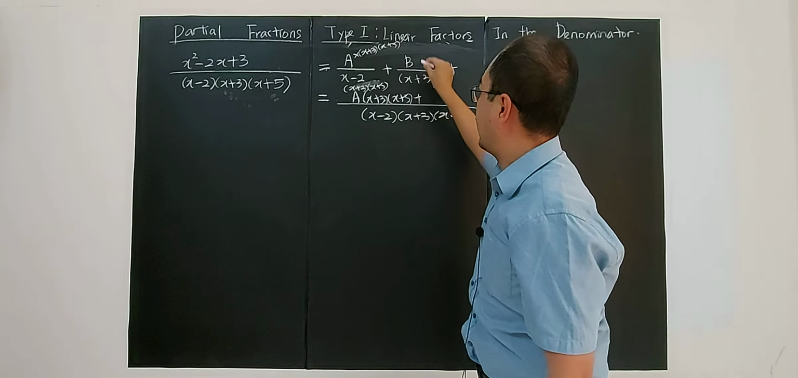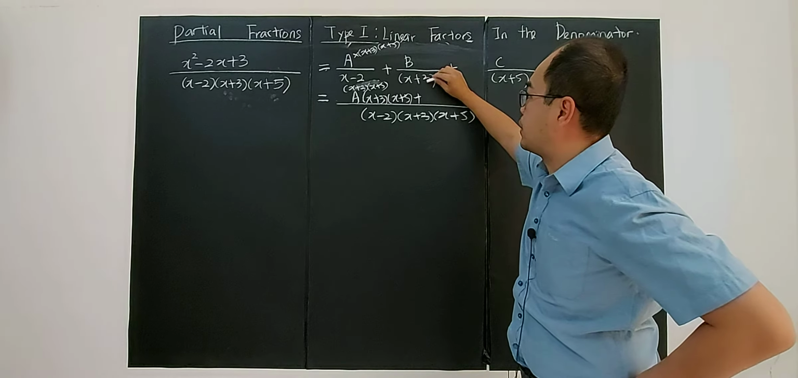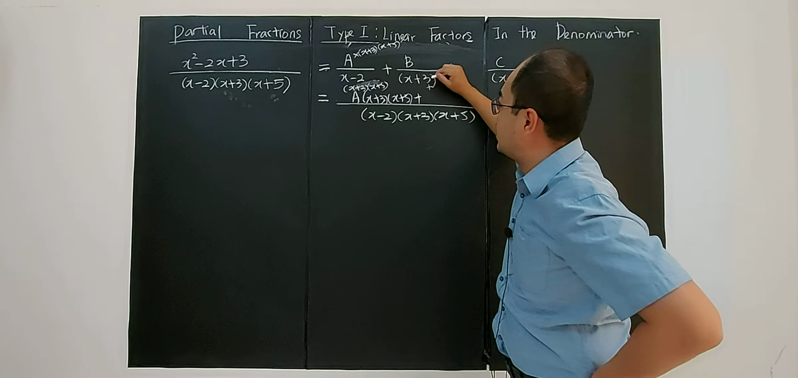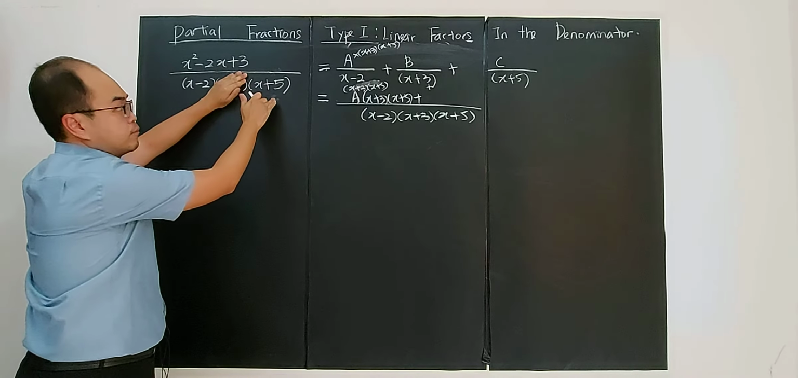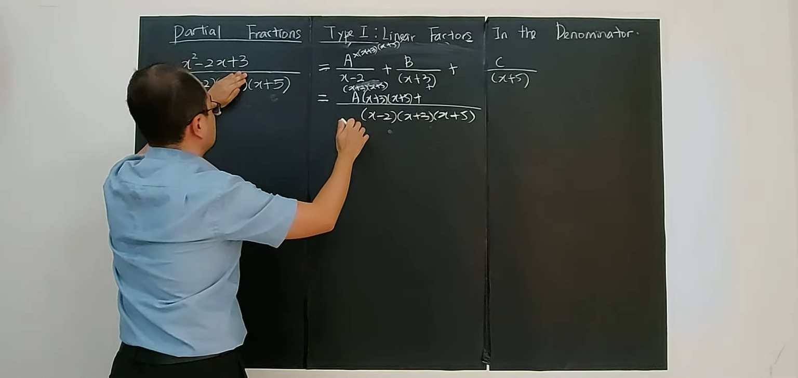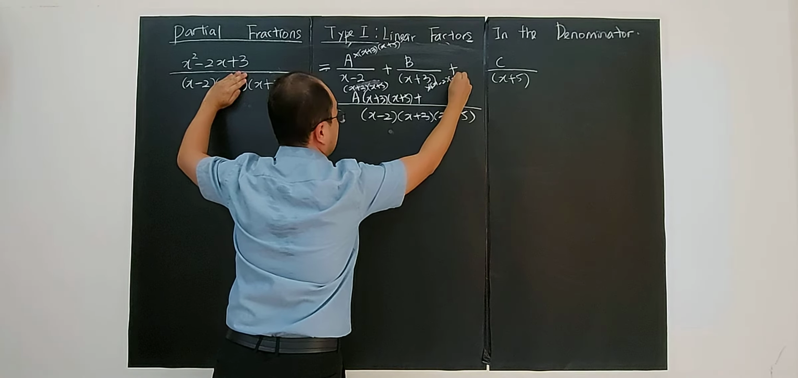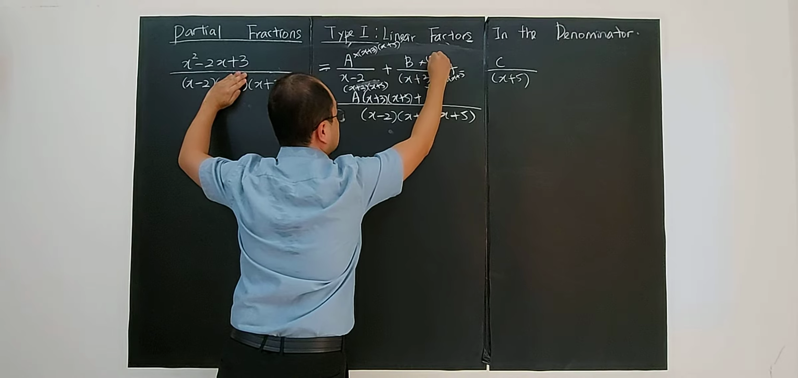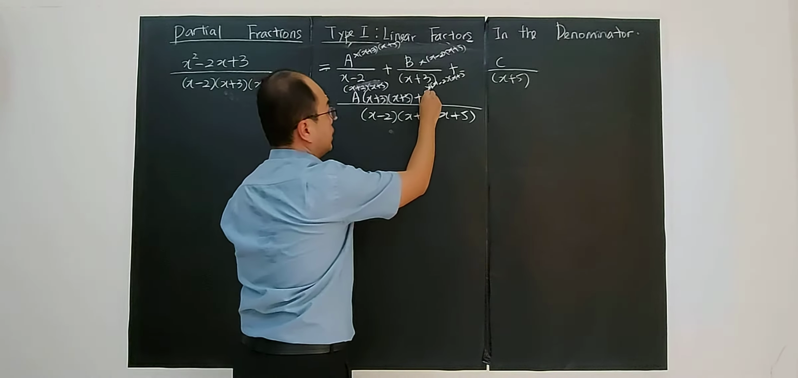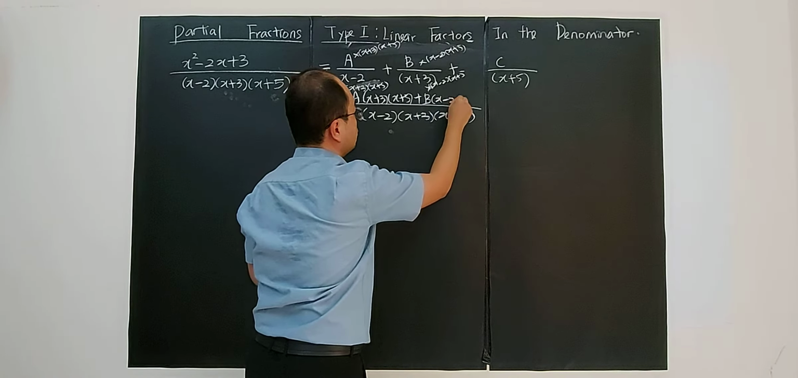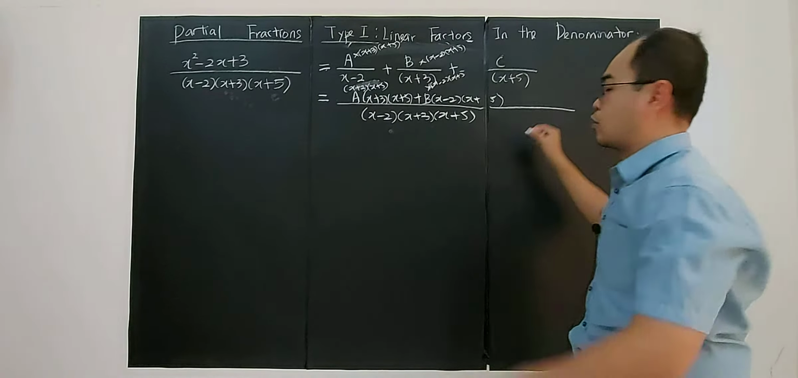How about B? You look at the denominator of B. You already have x plus 3, so you need to multiply with the other two factors to get back the denominator. So you multiply with x minus 2 and x plus 5. So B times x minus 2 times x plus 5. This is the concept of fractions.